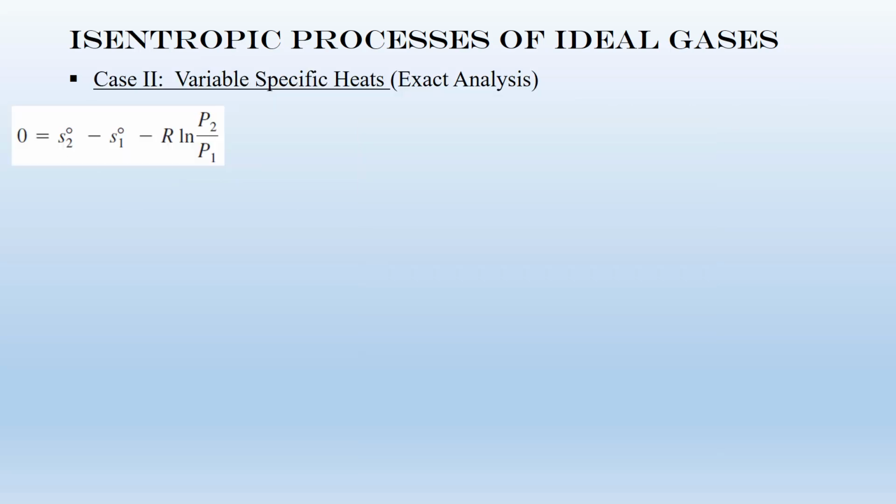Now, we can develop correlations for variable specific heats. For the variable specific heats, if you remember, guys, we just developed this correlation. On the left side, we have S2 minus S1, which is 0 for isentropic processes.